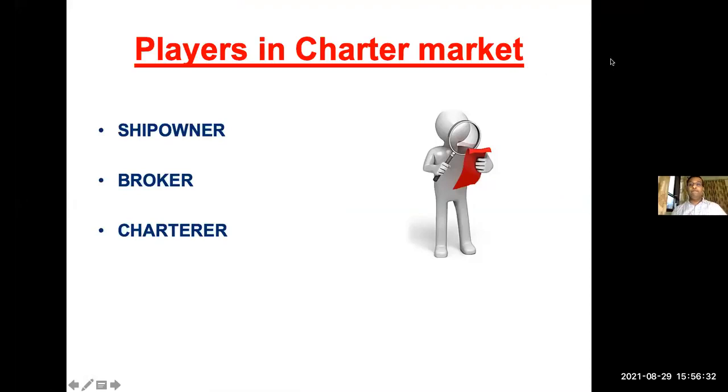So you said the definition of ship owner is one who owns the ship or one who owns the space in the ship, sir. So can you, sir, give any example of owning space in the ship?